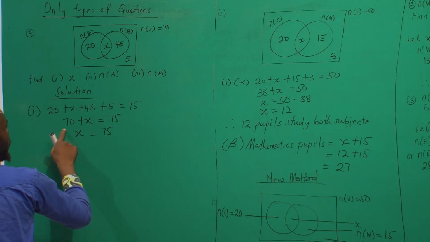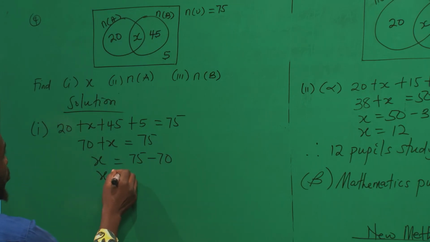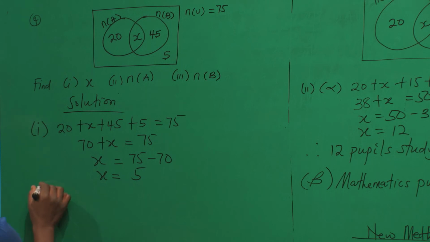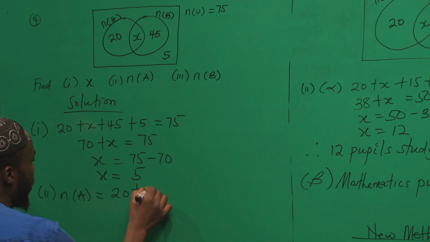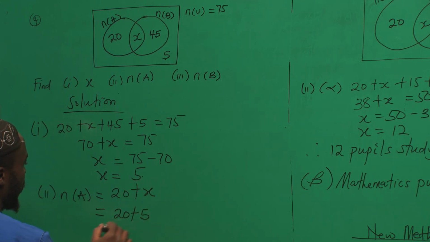So X will be what? 75 minus 70. Then my X will be what? 5. Then my II, which is n of A, will be the full circle of A. That is 20 plus X. And that one will be what? 20 plus 5. Then we have what? 25.